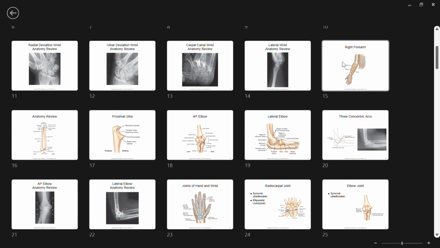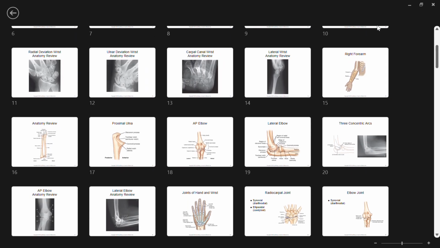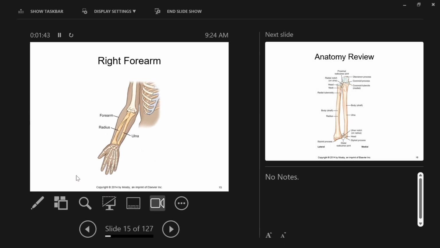So that's what we're going to be working with today. So let's go ahead and do that. Let's start with our forearm.